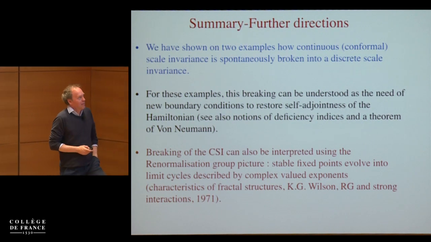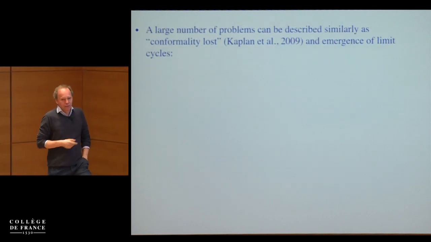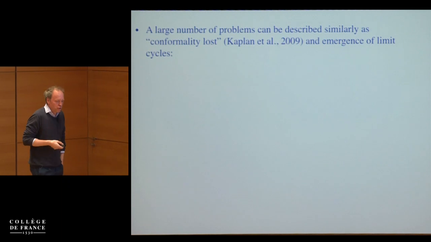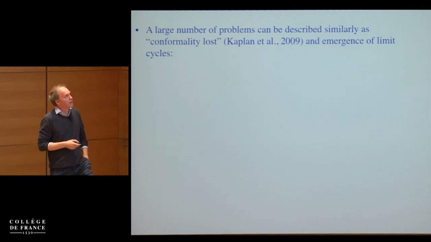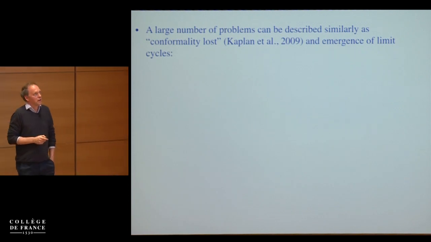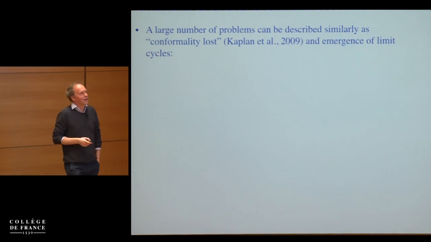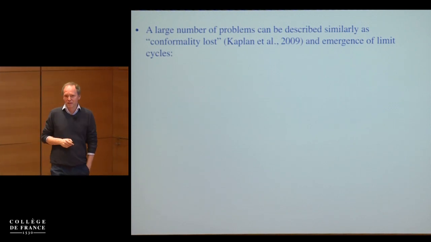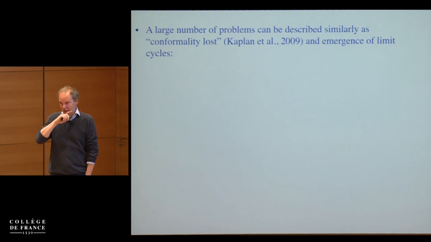And okay, as I said before, when I introduced the renormalization group description, a large number of problems can be described similarly as, in fact, conformality lost. So here I took the title of a recent paper by Kaplan et al., called Conformality Lost, which shows the emergence of limit cycles. So there are a few examples like this.